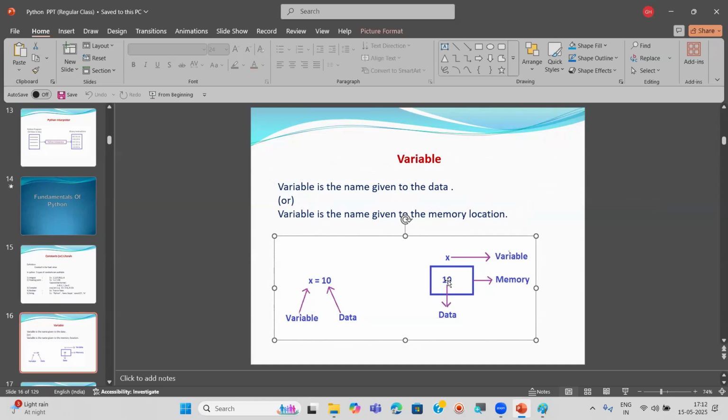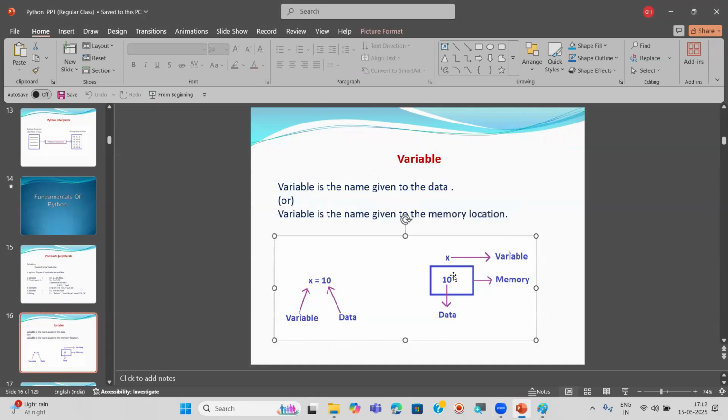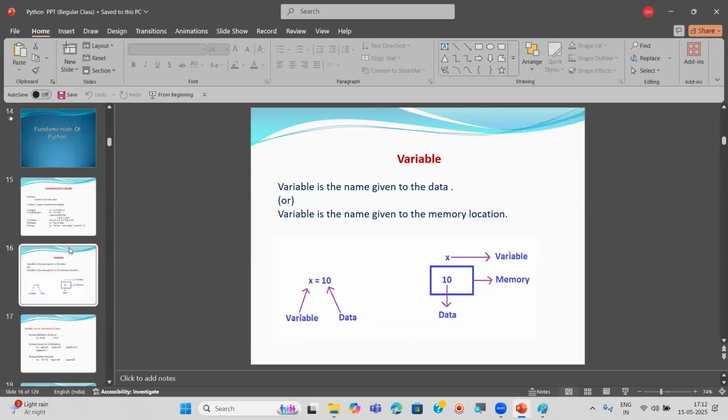So see here, this is the memory. The box type is called memory or memory location. Next, x is a variable and 10 is data. So actually we are giving the name for the memory location also. That's why you can say the second definition: variable is a name given to the memory location. That memory location contains some data, meaning it will hold some data. So you can say there are two definitions here. That's it.